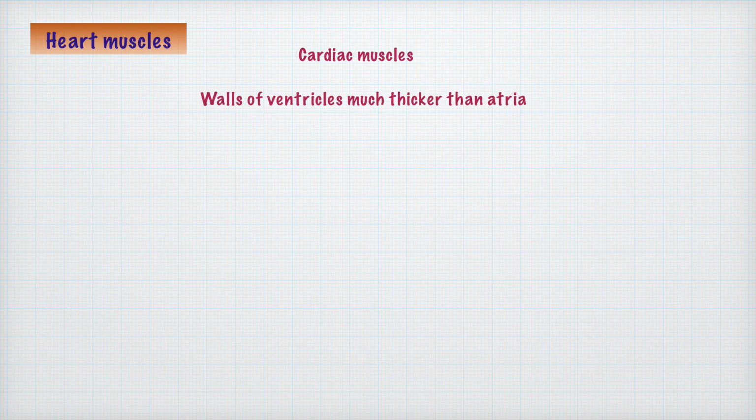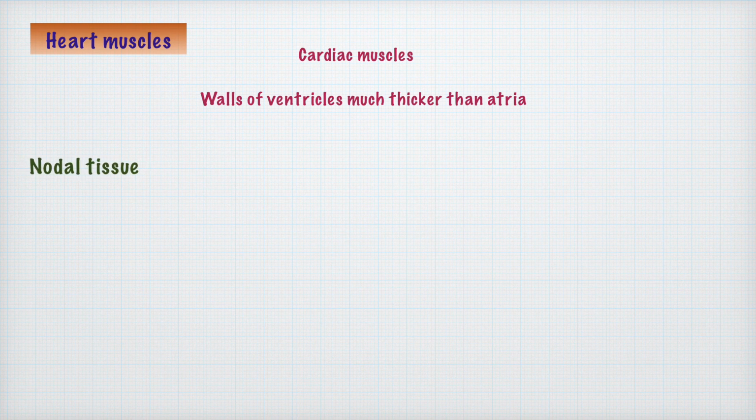Let us see the muscles of the heart. The entire heart is made up of cardiac muscles. The walls of the ventricles are much thicker than the atria. It is due to the reason that ventricles are involved in pumping of blood, whereas atria are involved in receiving blood. There is a specialized cardiac musculature called nodal tissue, which is distributed in the heart.